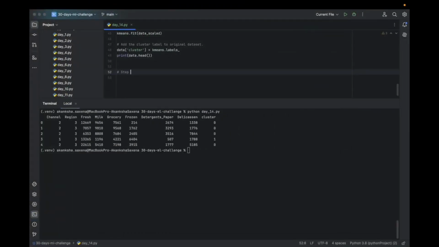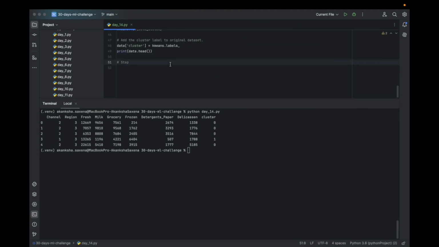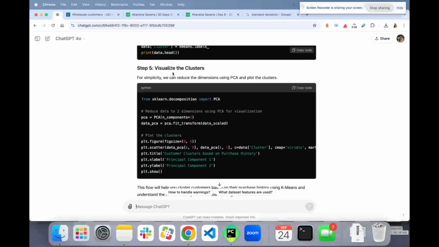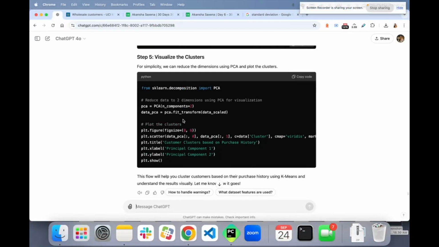Step number 5 is visualize the cluster. So we are going to do what? For that we are going to import decomposition. So for that we can reduce the dimension using PCA and plot the clusters. What is this PCA?